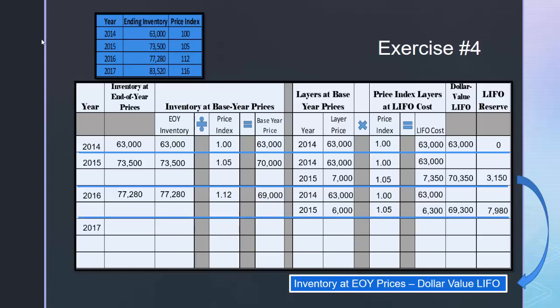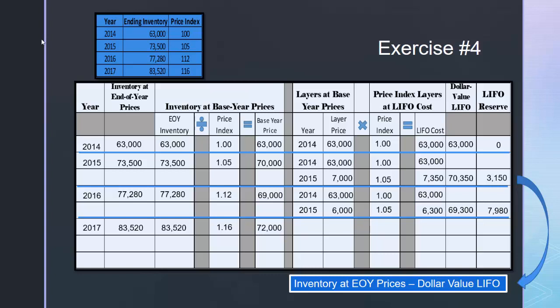In 2017, our inventory at end of year price was 83,520. Let's carry that over to the EOY inventory column and divide it by 2017's price index, which is 1.16, so we're going to divide by 1.16, bringing our inventory at base year price to 72,000. 2017's inventory, if it had been purchased in 2014, would have cost $72,000. Well, our base year price is now going up. In 2016, our base year price inventory was $69,000. It's up to $72,000. That's a $3,000 difference.